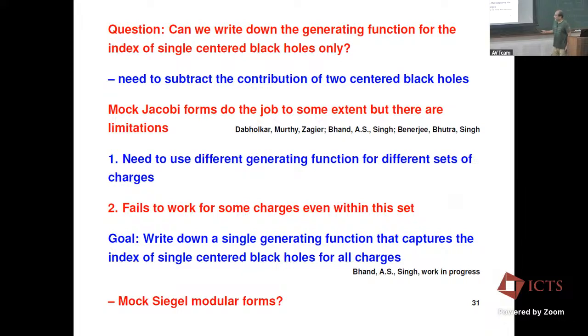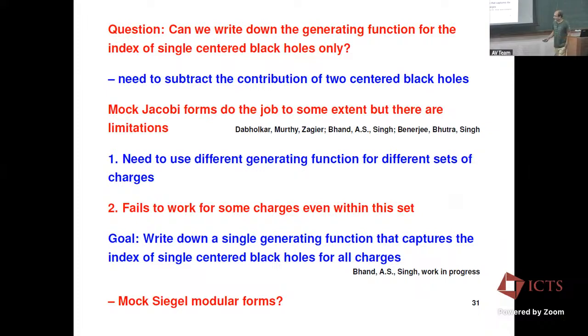Even then, it fails to work for some charges, right? Even in this limited context, it doesn't always work. But our goal will be to write down a single generating function that captures the index of single-centered black holes for all charges. This should be possible. It's some work in progress with Ranveer and Ajit. Okay, next week we are supposed to work on this. We'll see how far we progress.